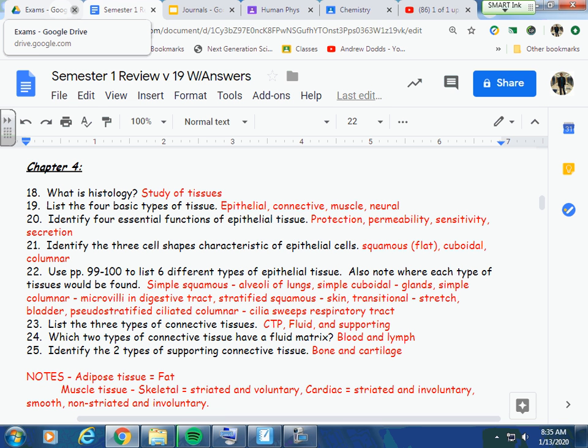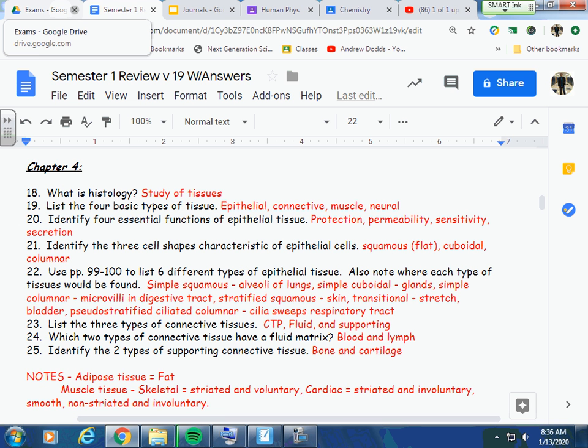All right, and number 23, the three types of connective tissue. The three main categories are connective tissue proper, or CTP, also fluid connective tissue and supporting connective tissue. Number 24, which two types of connective tissue have a fluid matrix? So fluid would be blood and lymph. 25, identify the two types of supporting connective tissue. Supporting would be bone and cartilage.